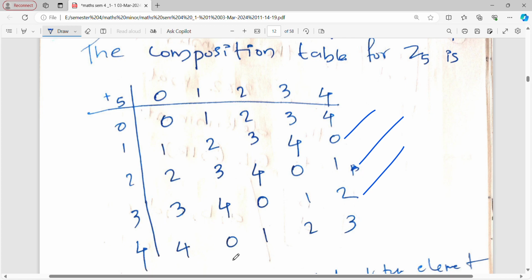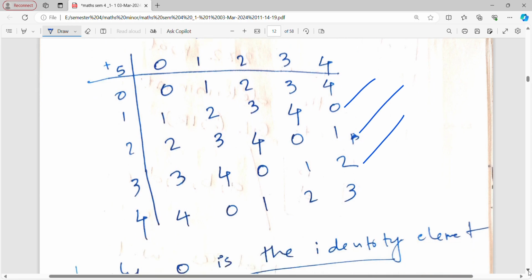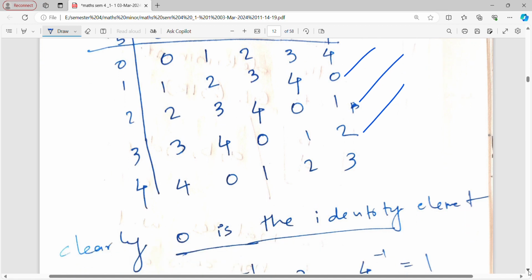4 plus 1, 5. 5 minus 5, 0. 4 plus 2, 6. 6 minus 5, 1. Then 4 plus 3, 7. 7 minus 5, 2. 4 plus 4, 8. 8 minus 5, 3. So this is how addition modulo n works. In the coming topics also, addition modulo n is really important. You need to do this. I won't be explaining it anymore. Get it thoroughly here itself.